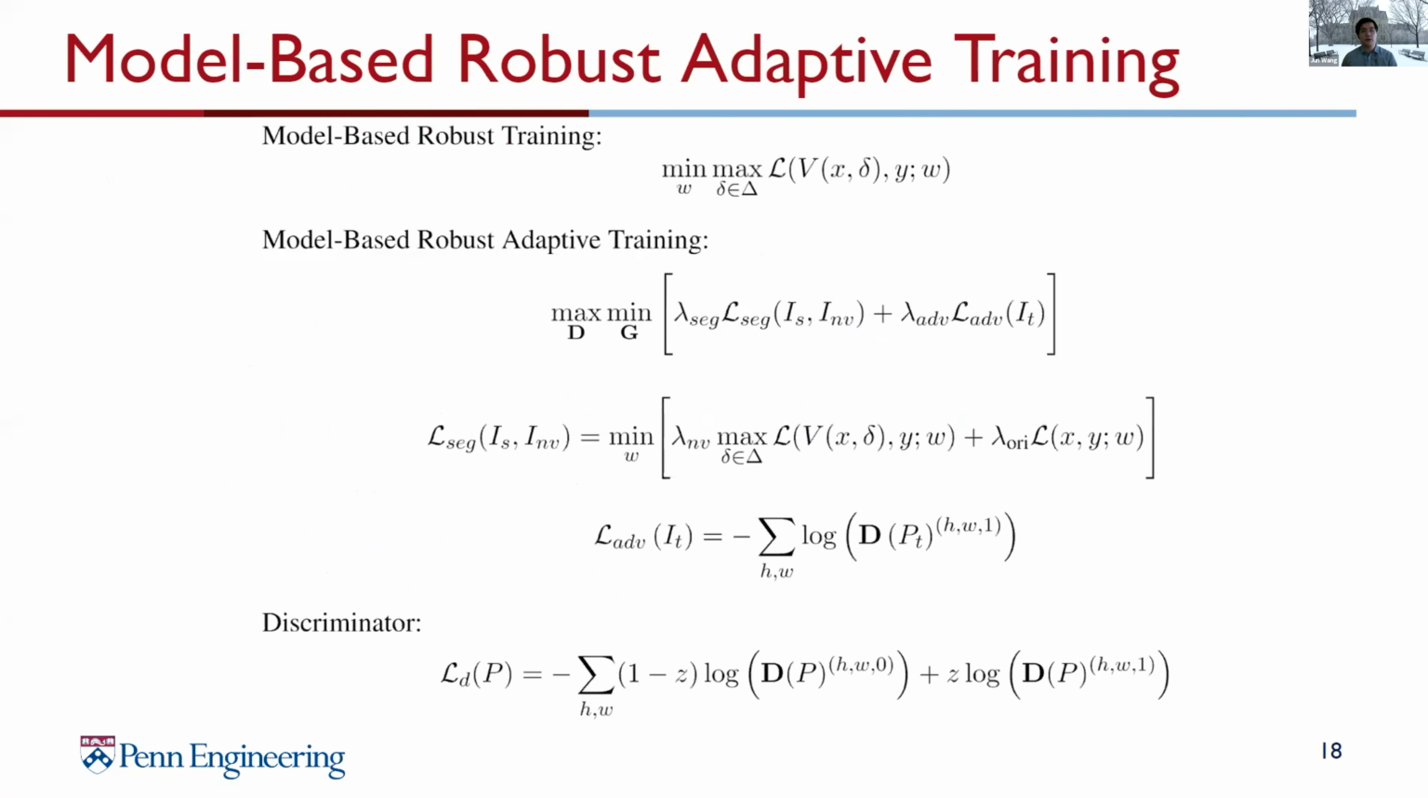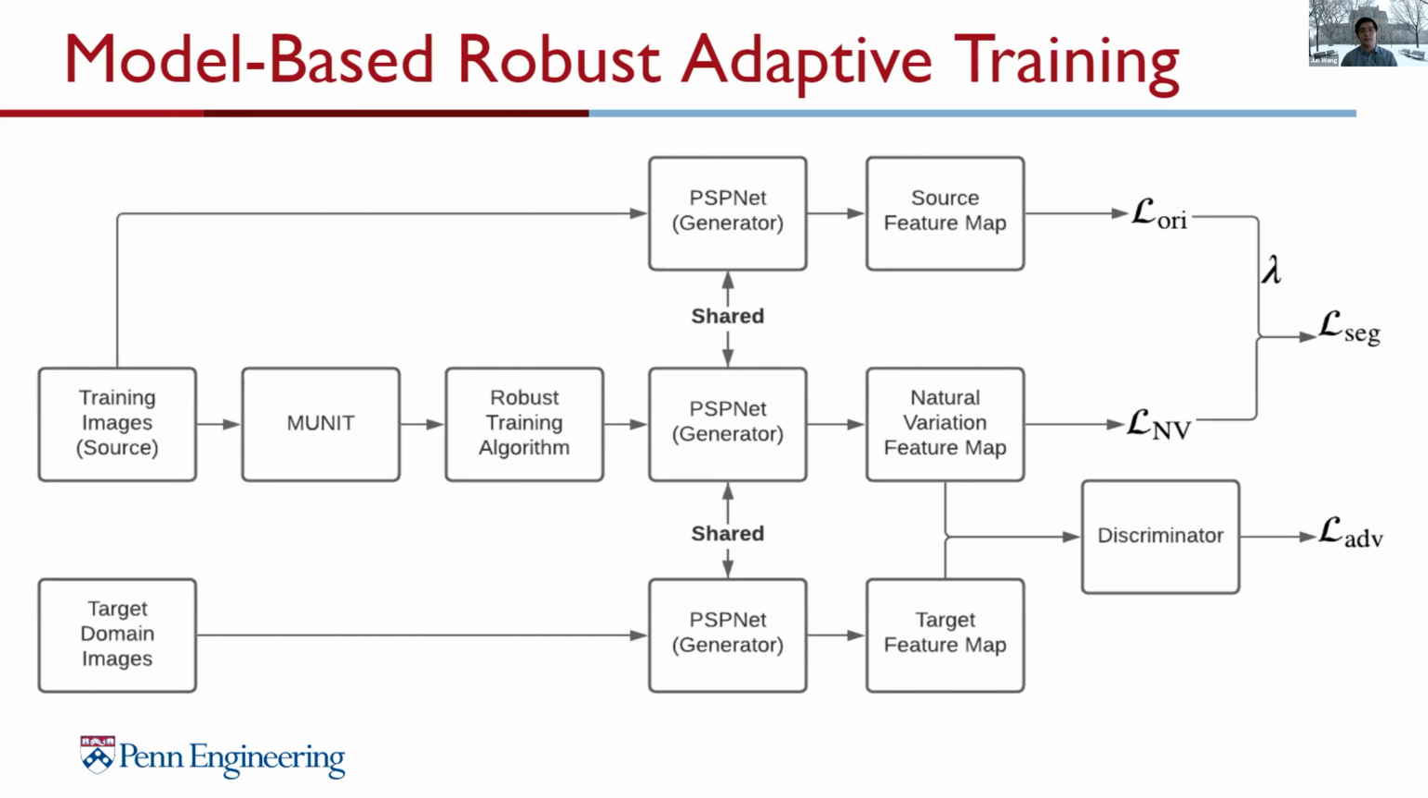So before I move to the pipeline, I would like to introduce the formulation of this adaptive training algorithm. The first formula here is actually the model-based robust training algorithm, where we can see that the inner maximization is trying to find the worst case scenario of natural variation, while the outer minimization is trying to optimize the whole model. And what we are doing here is we introduce the effect of the target domain image by applying a discriminator to force the image generated from the target domain image to look like something we have from this natural variation image. Let's see a pipeline to be more clear.